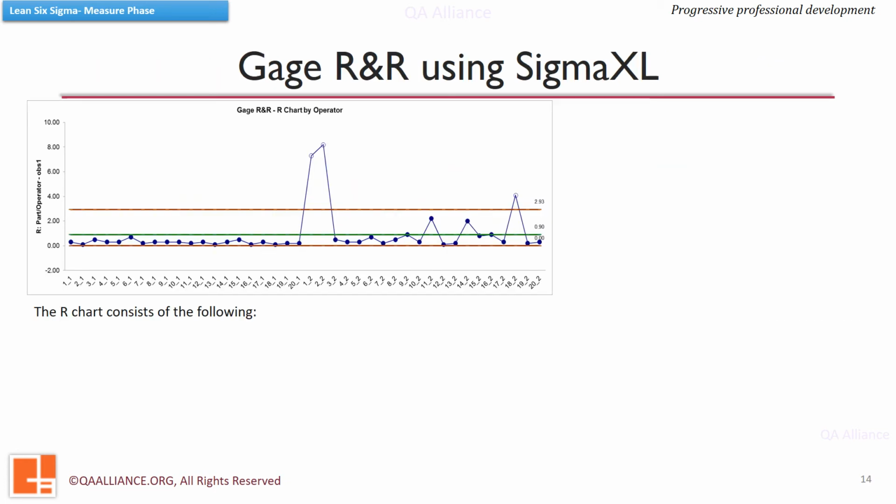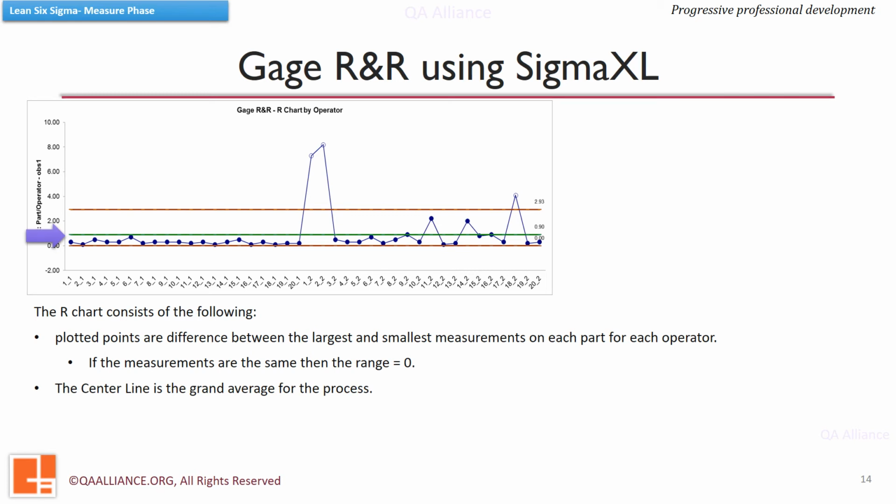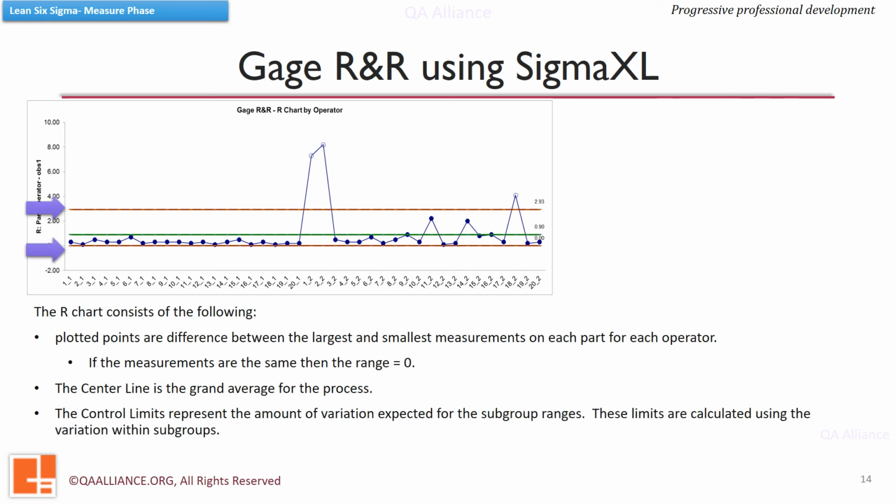Let us also have a look at the graphical output that we get during MSA. Here is the R chart, and it consists of the following. The plotted points are the difference between the largest and smallest measurements on each part for each operator. If the measurements are the same, then the range will be equal to 0. The center line is the grand average for the process. The control limits represent the amount of variation expected for the subgroup ranges.